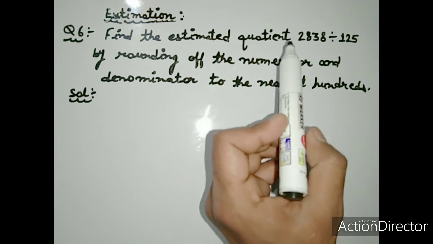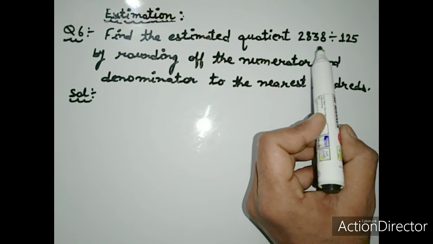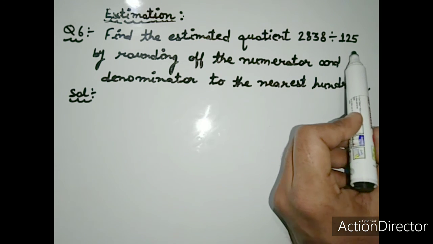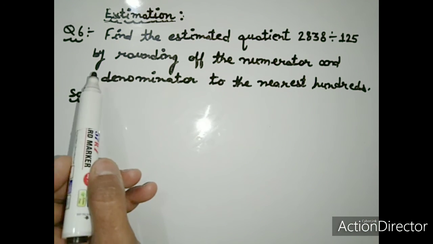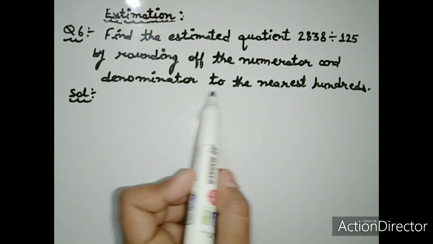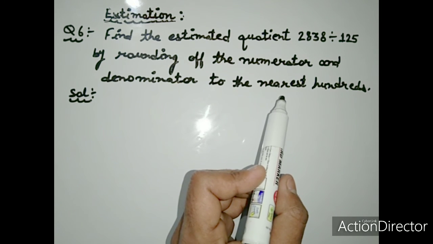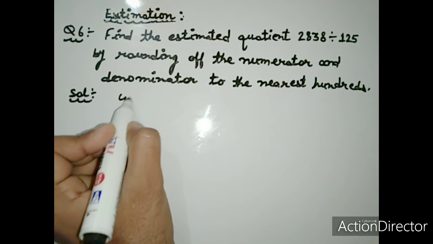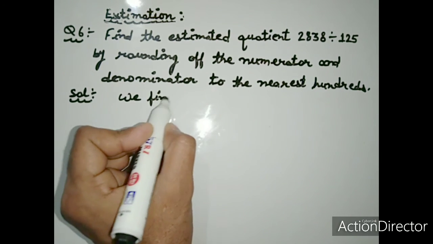Now the next question, question number 6. Find the estimated quotient of 2838 divided by 125 by rounding off the numerator and denominator to the nearest hundreds. So here first we take a round off of these two numbers.